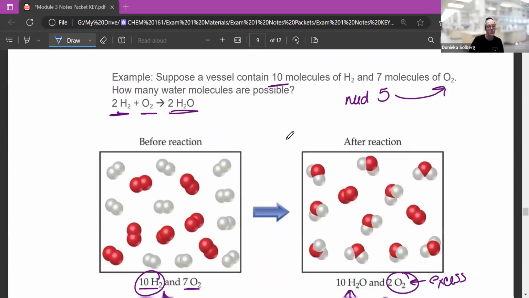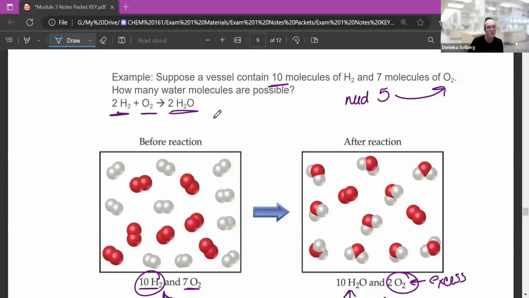Okay, so for example, we're going to look at a chemical level now. We're going to start with molecules, the small ones. Suppose a vessel or a container contains 10 molecules of H2 and 7 molecules of O2. How many water molecules are possible? So I'm going to look at this balanced equation. I have 10 of these and I have 7 of these. Well, if I have 10 hydrogens, I only need half that many oxygens because this is a 2-to-1 ratio. So I only need 5 oxygens in order to make water. I know I have 7 molecules of oxygen. I have plenty of oxygen. I only need 5 of them. So oxygen then is my excess reactant. That means hydrogen is my limiting reactant.